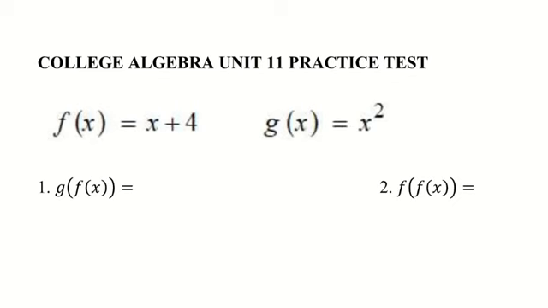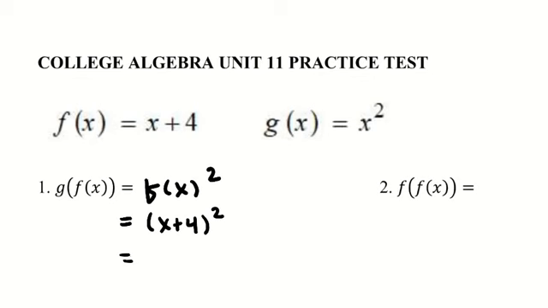So remember, with the composition of functions, if we're looking for g of f of x, we're going to plug in f of x into g. So if g of x is, you square the thing, g of f of x is going to be, you're going to square f of x. So I'm going to say that this is f of x squared. And then I'm going to say that's x plus 4 squared.